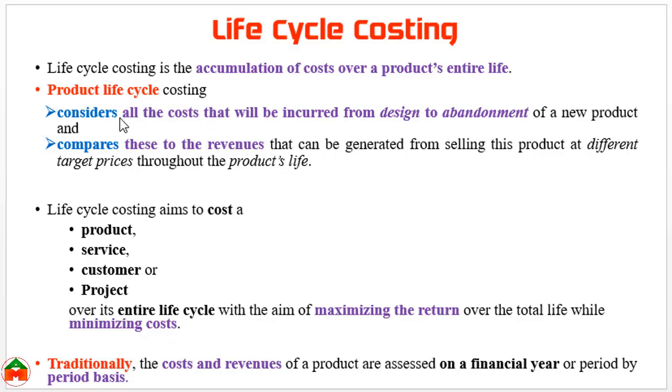In the first stage, we calculate all the cost of the product's entire life. Then we compare the cost with the entire revenues which can be generated from the selling of the product. But traditionally, we calculate the cost and revenues for a product or service on a financial year basis, for a particular period. But in life cycle costing, we accumulate all the cost over a product's entire life.